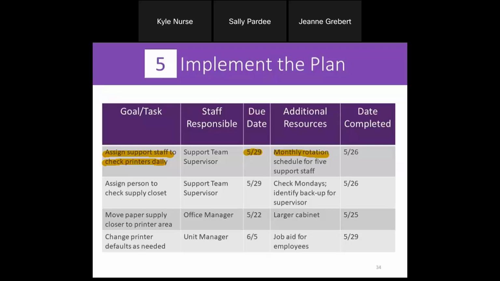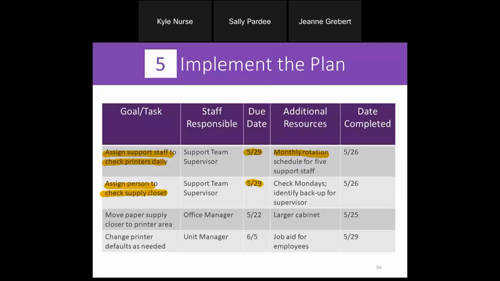The second solution is to assign someone to check the paper supply closet. We decide that the support team supervisor will also be responsible for this task every Monday. The due date for this action is May 29th.